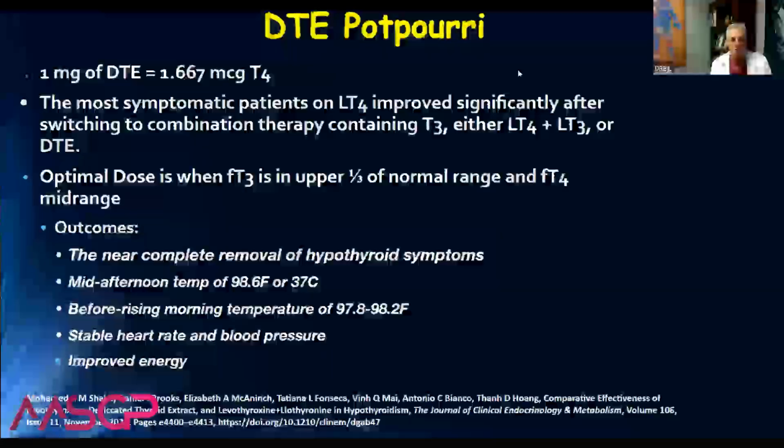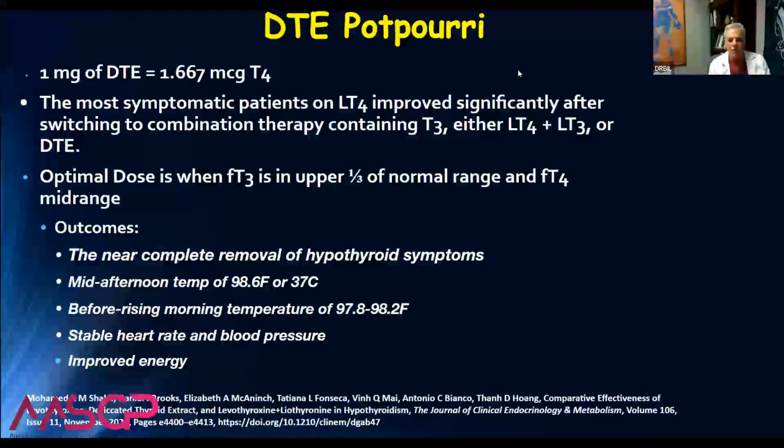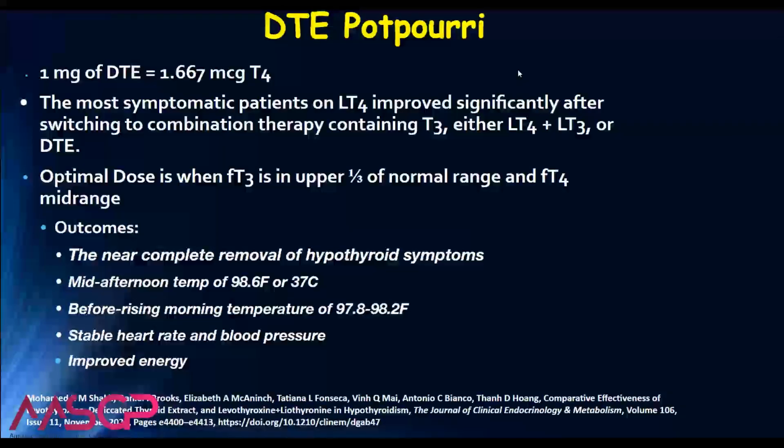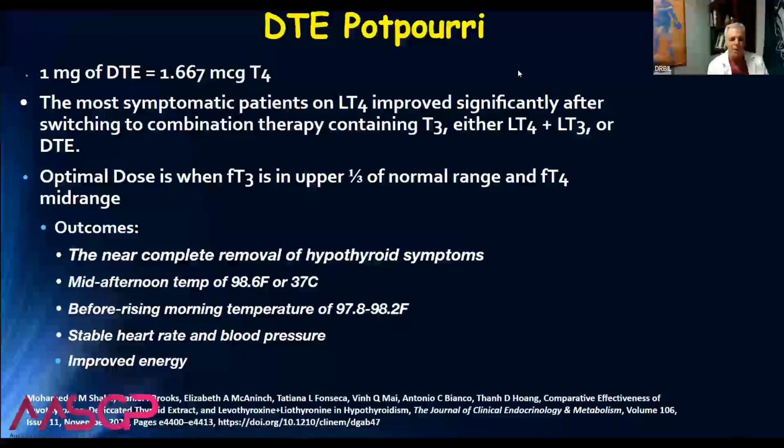Outcomes will show that we'll get complete removal of hypothyroid symptoms, with mid-afternoon temperatures of 98.6. Patients that are hypothyroid usually cannot get their temperatures over 97.6. You get stable heart rates and blood pressures and improved energy.